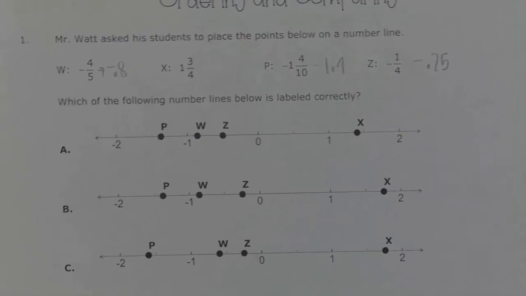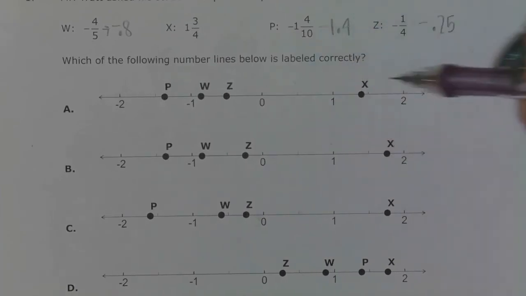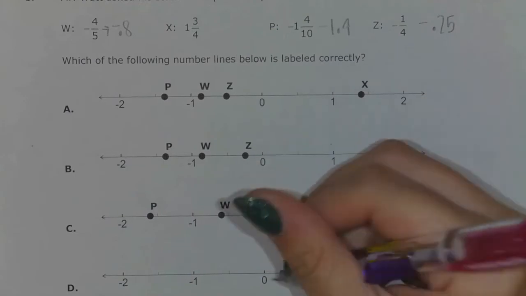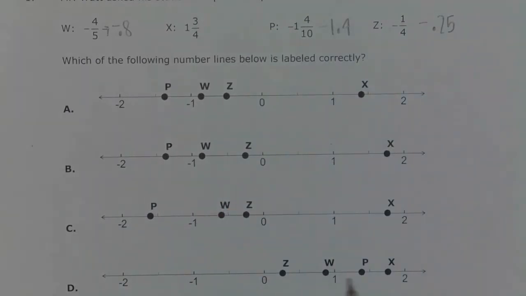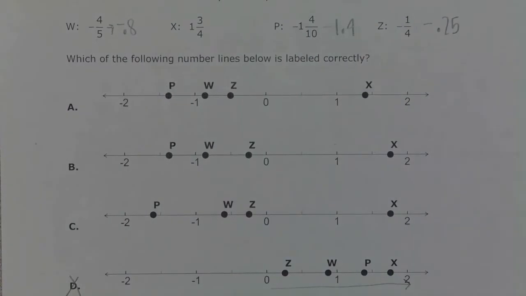I'm going to start with X, right? Because we said X is the only positive number. Positive numbers live on the right of 0. So right off the bat, I notice that D looks a little odd because Z, W, P, and X are all on the right side of 0, which means this is saying they're all positive numbers. That's not true.